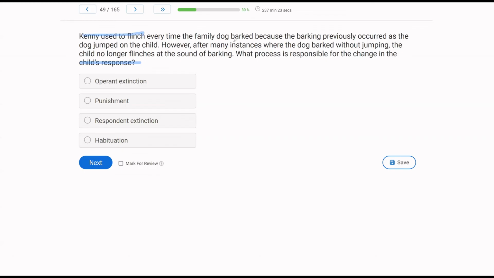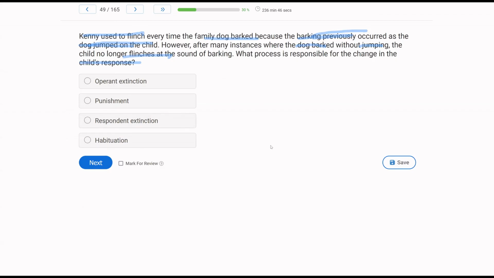Kenny flinches every time the dog barks because barking was paired with dog jumping. And that's the key. Previously, as the dog barked, the dog would jump on the child. However, after many instances where the dog barked without jumping, the child no longer flinches at the sound of barking. So it was paired, and then the dog started barking without jumping. It became unpaired. Flinching no longer occurs. So when we have a situation where a conditioned reflex no longer happens, what do we call that?